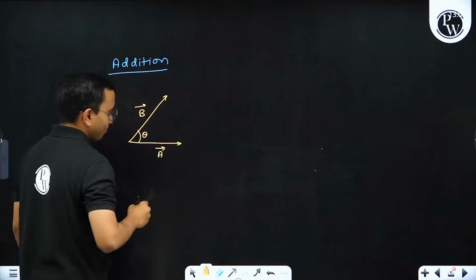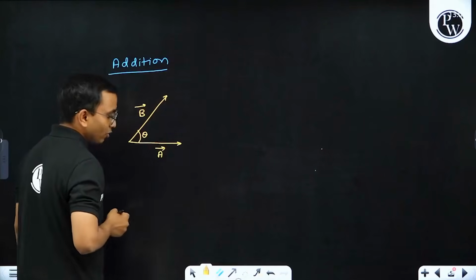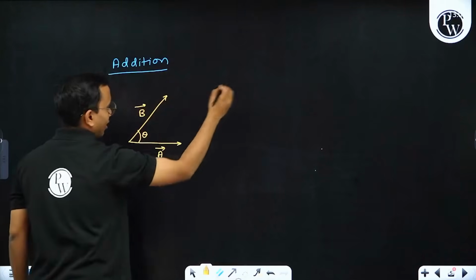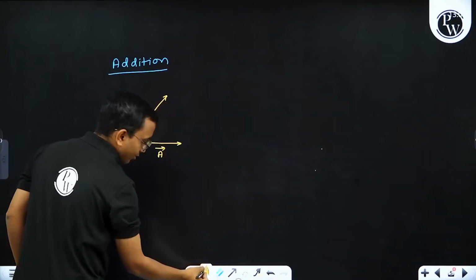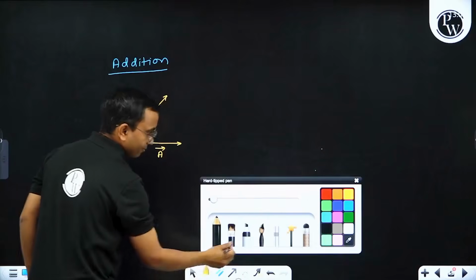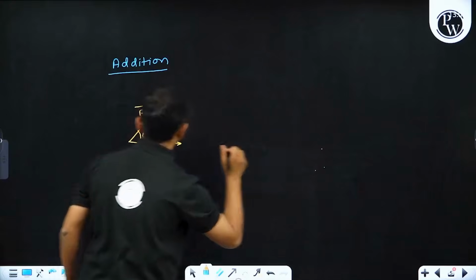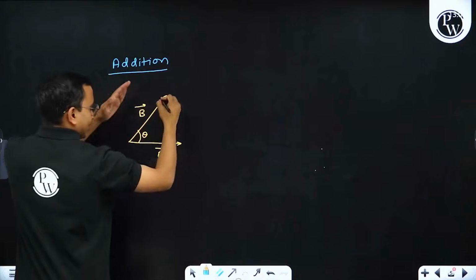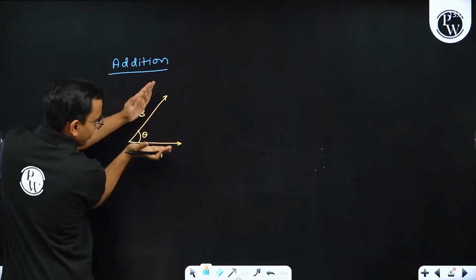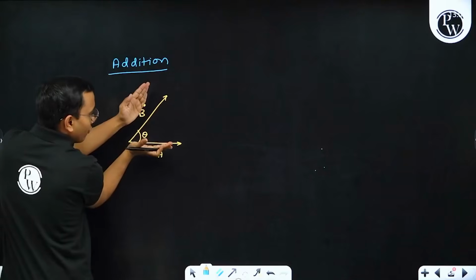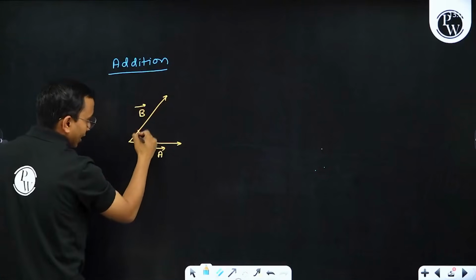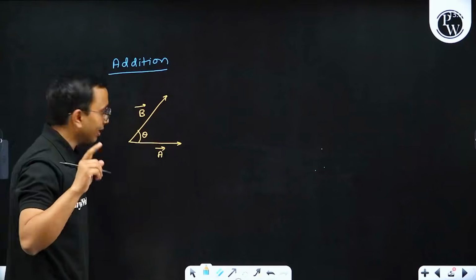Now let us find the resultant of these two. How to find it? Now you try to understand this. This is my B, this is my A. I want to find the resultant of these two vectors, which are given at an angle theta.